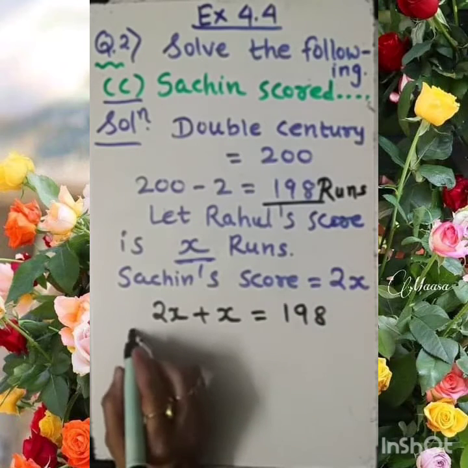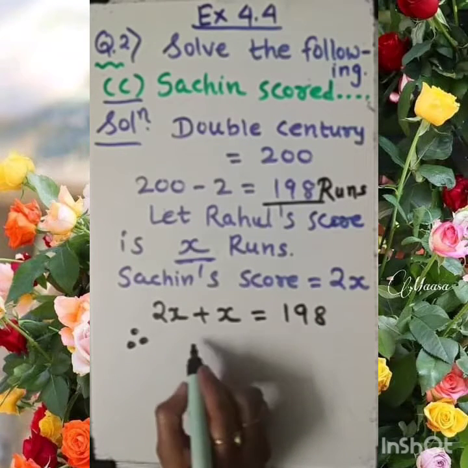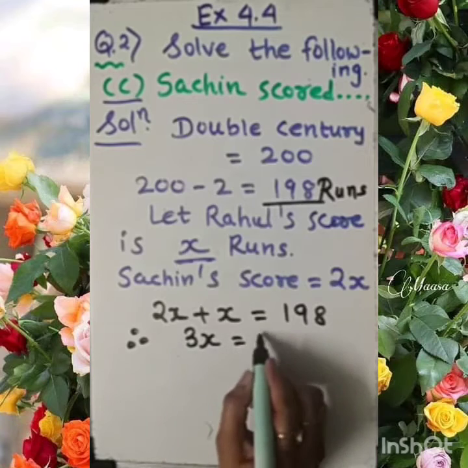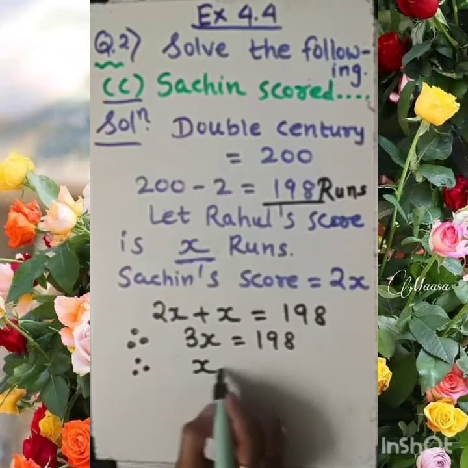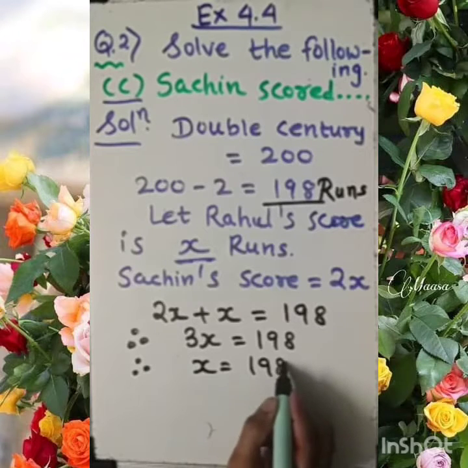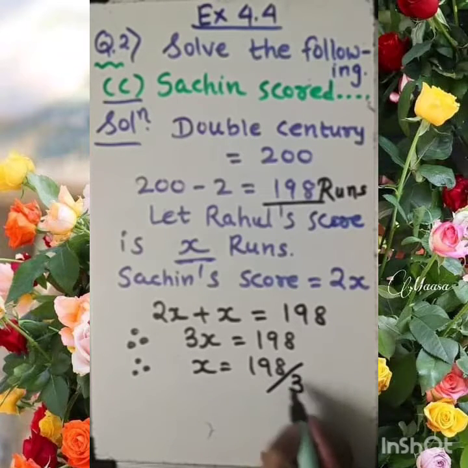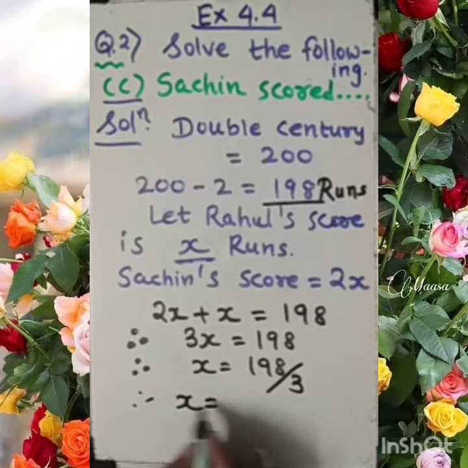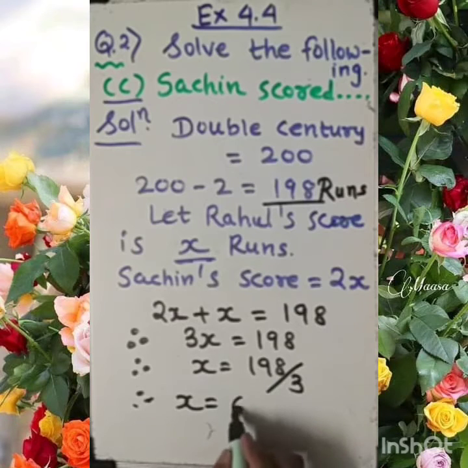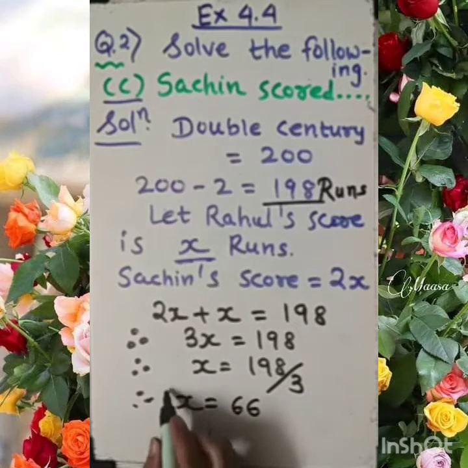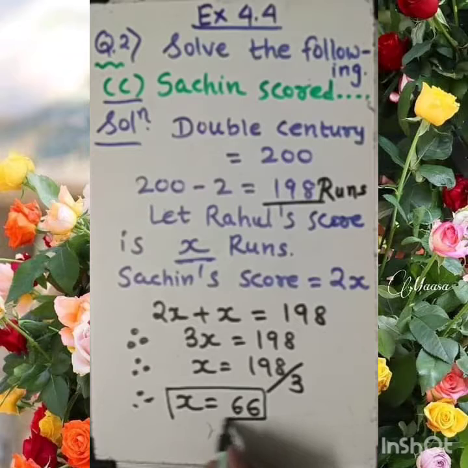So dear student, here 2x plus x is 3x equal to 198. Therefore, x equal to 198 divided by 3. Let's recall the table of 3. 3 6 18, 19 minus 18, 1, again 18. So 3 6 18. The value of x is coming 66.